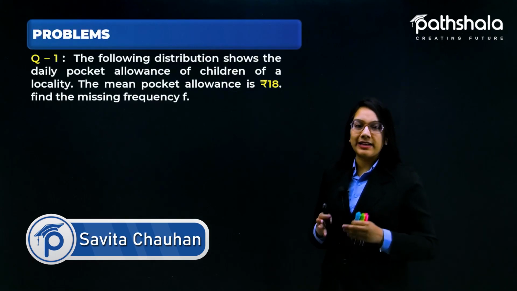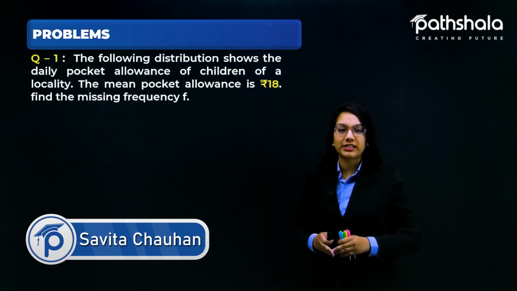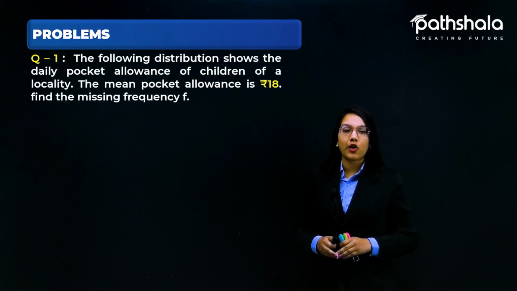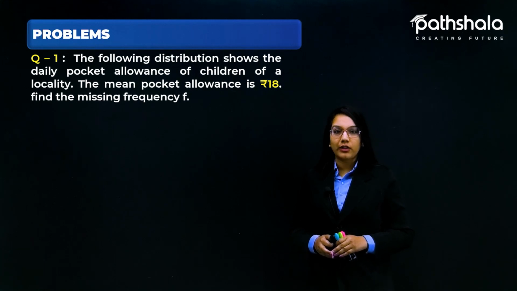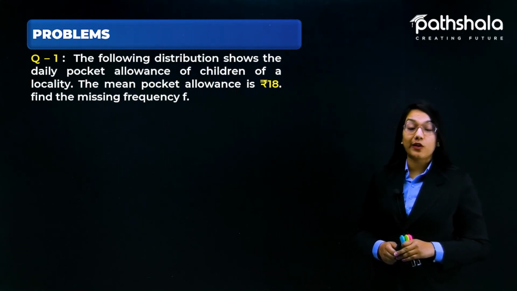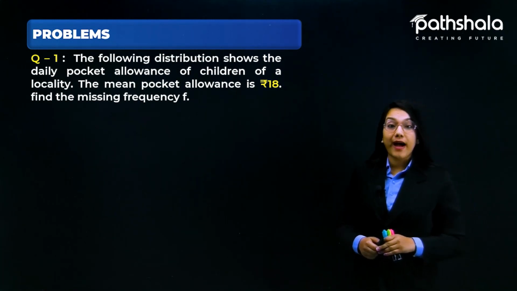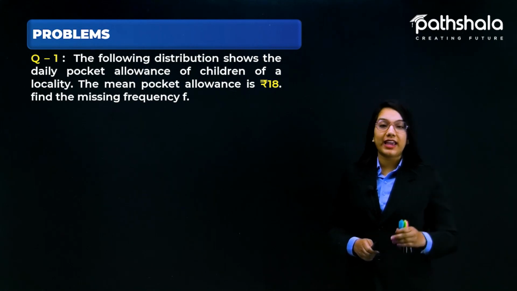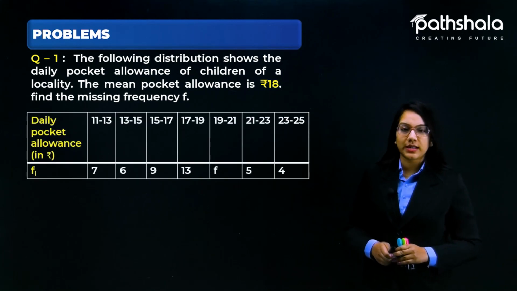So let's just move on further towards the problems and let's just see the question for it. It says the following distribution shows the daily pocket allowance of children of a locality and the mean pocket allowance is rupees 18. Find the missing frequency F. So the table that is given to us is nothing but this.